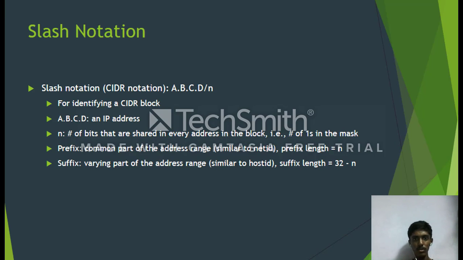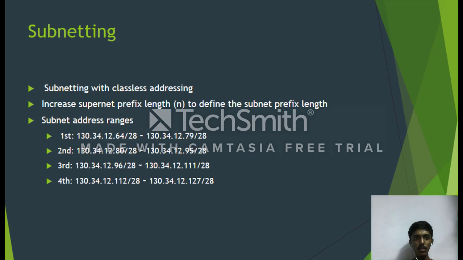The suffix is the varying part of the address range, and the suffix length can be maximized up to 32. Finally, subnetting. Subnetting in classless addressing increases the supernet prefix length to define the subnet prefix length. Subnet address ranges are firstly 130 up to 130. There are also 4 phases of subnetting.